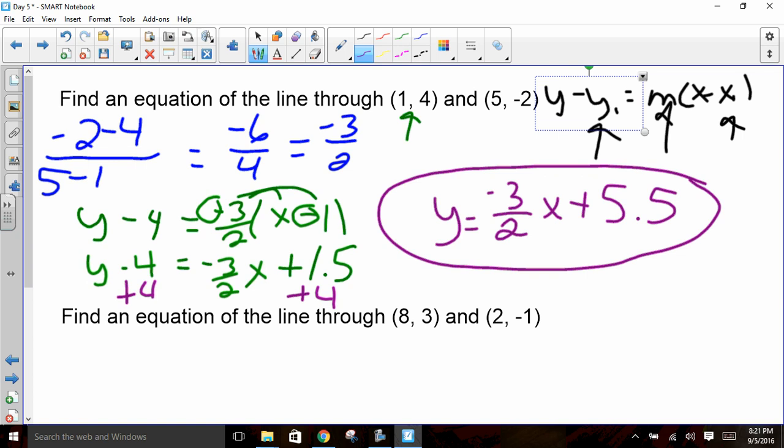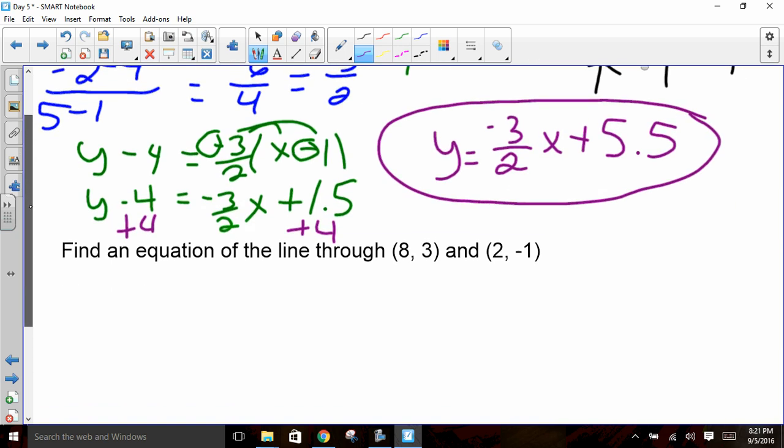Now you're probably like, why do I have fractions and decimals? Because if we were to actually graph this, remember we'd start with that 5.5, and then go down 3, to the right 2. So we want to try and keep our slope a fraction.